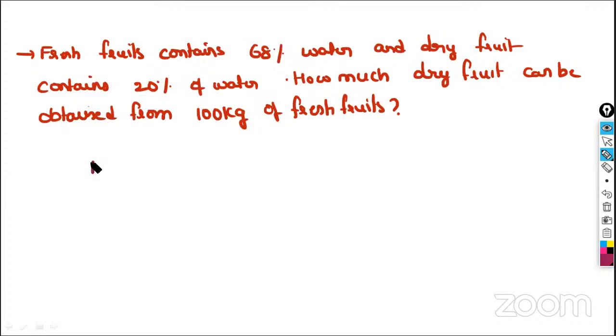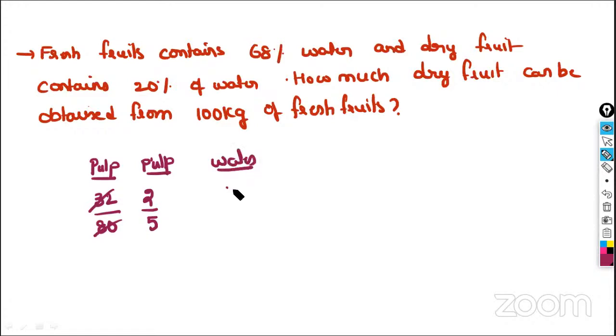So here we are taking pulp. Initially 68% is water, that means pulp is how much? 32%. Next, dry fruits: 20% of water, that means 80% pulp. So the fraction value is 32 to 80, which is 2 to 5 pulp. Now the water content fraction will be reversed, 5/2.